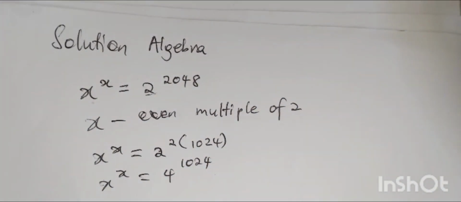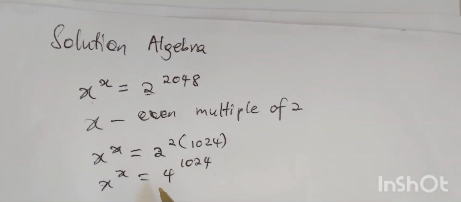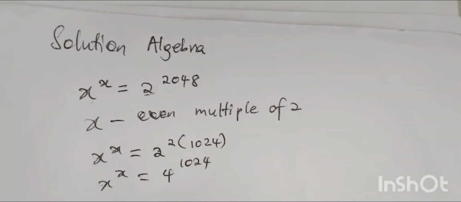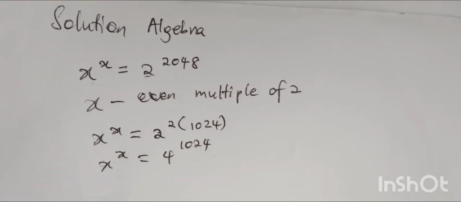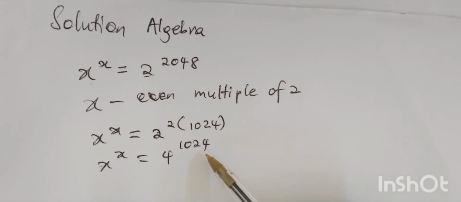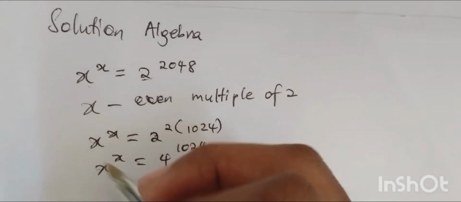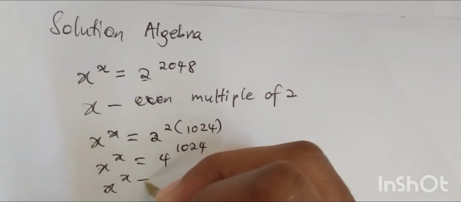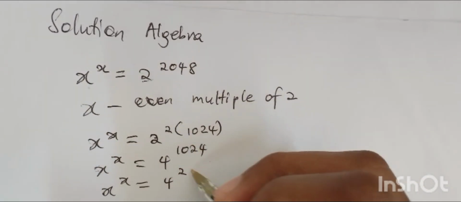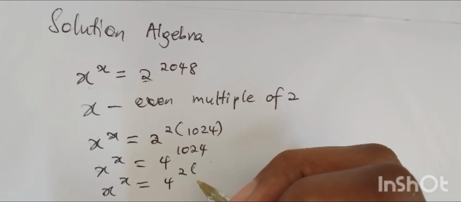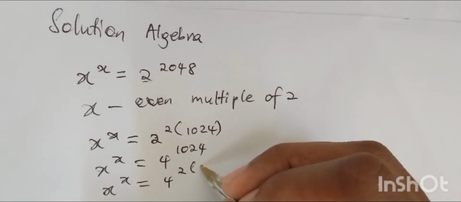Now we have to ask a question. Is this the same as x raised to x? No, it's not, right? Because 4 is not equal to 1024. Okay, so is it still even? Yes, it's even, which means you can divide it by 2. So we say x raised to x again is equal to 4 raised to 2 multiplied by 512, right?